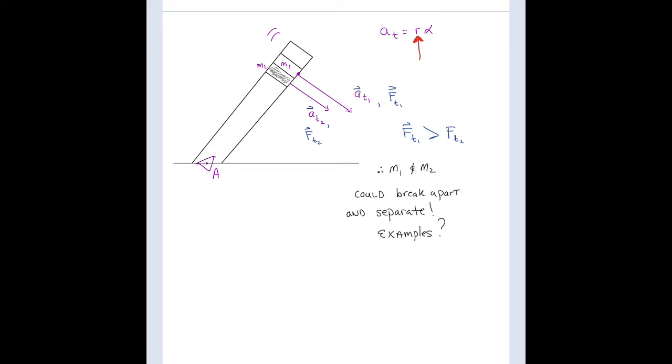Newton's second law says that if the tangential acceleration is bigger, so is the tangential force. So the tangential force on number one, which also points in that direction, is larger than the tangential force on number two. So you have two pieces of the object that have two different sideways forces acting on them. So mass one and mass two could actually break apart and separate. What would be some examples of that?